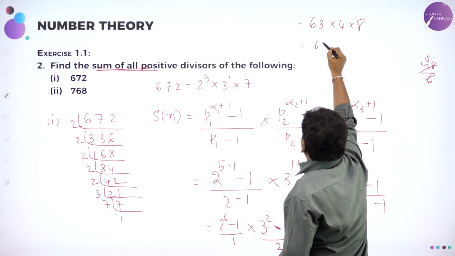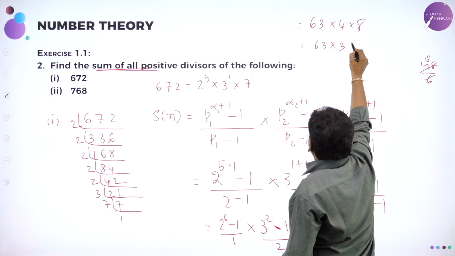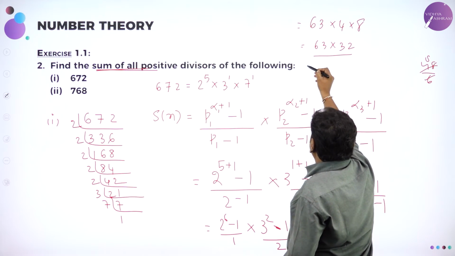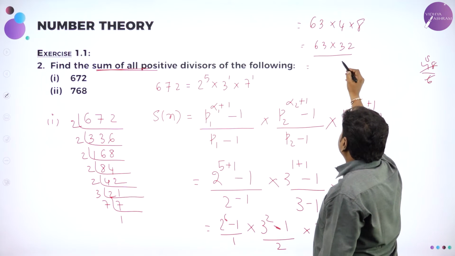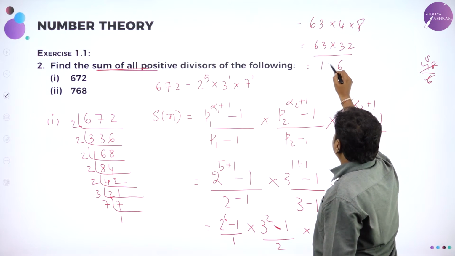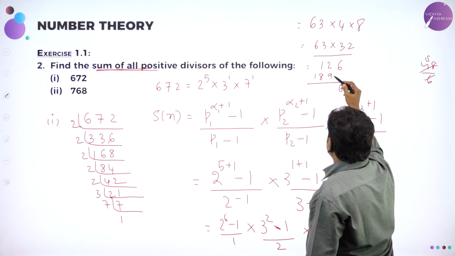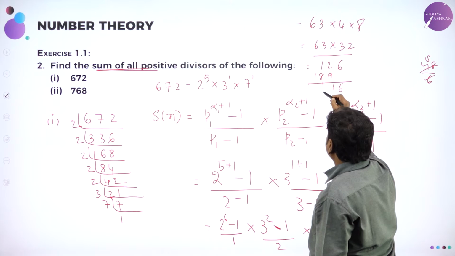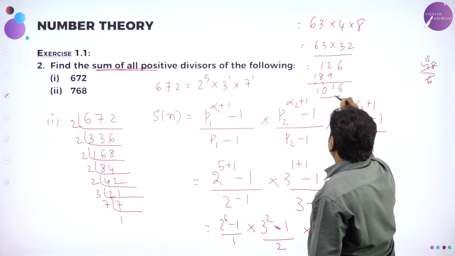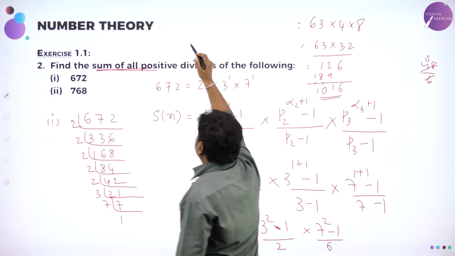Now 63 into 8 4s are 32. So I told you people, you can use a calculator at this stage. 2 3s are 6, 2 6s are 12, again 3 3s are 9, 3 6s are 18. So now 6, 9 plus 2 is 11, and 10, so 1116. So what is the sum of divisors?